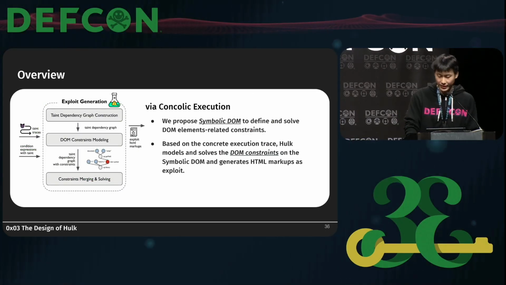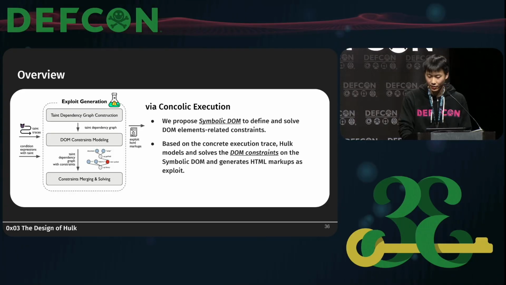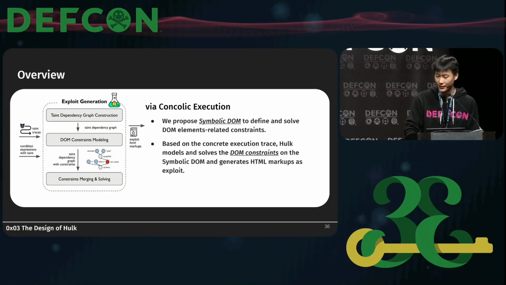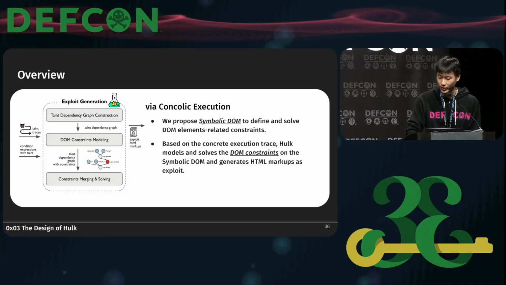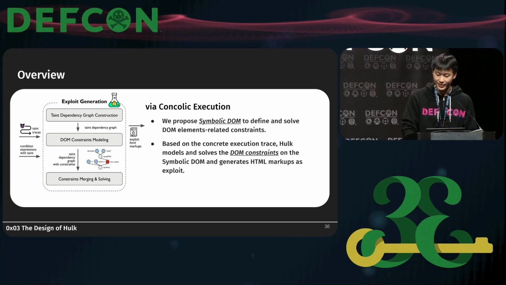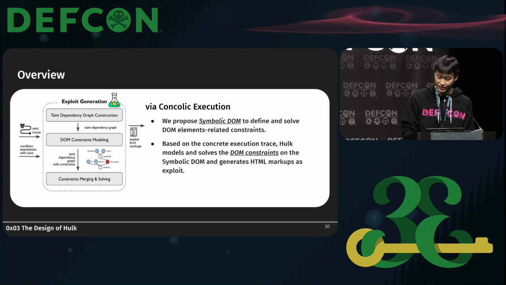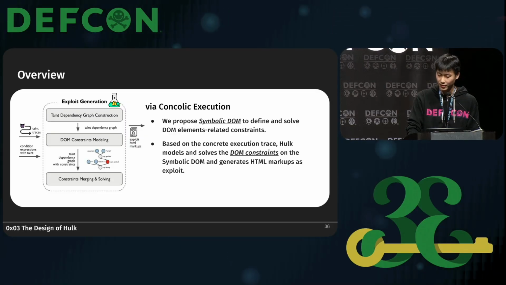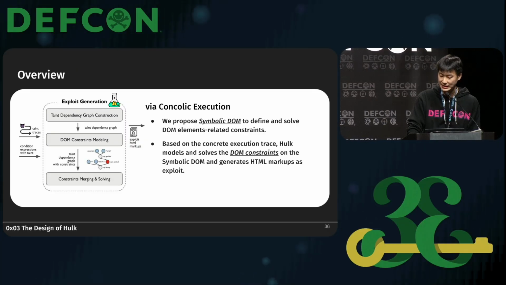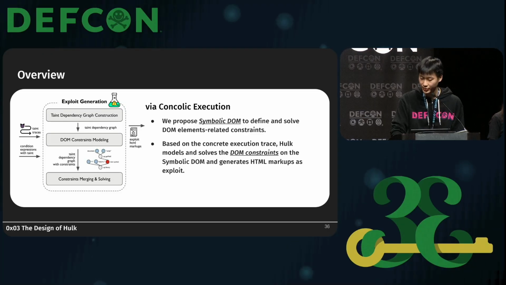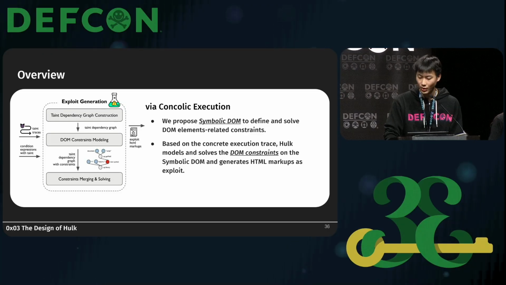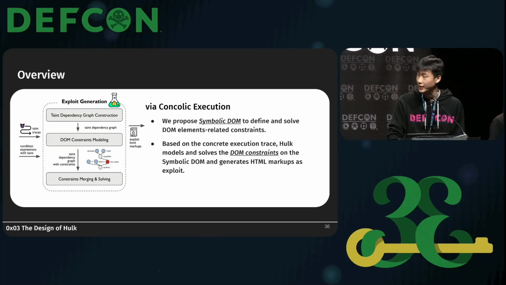Next, the challenge would be, once we have this tint dependency graph, how do we generate the HTML markups that can leverage those operations observed in the graph and carry the attacker-controlled string all the way to the sinks? In the second stage, we will introduce the concept of a symbolic DOM, which allows us to formally define the constraints that DOM elements must satisfy at each step along the path. And then we implement a simple DOM constraint solver that uses those representations to automatically generate the compatible and exploit-ready HTML markups.